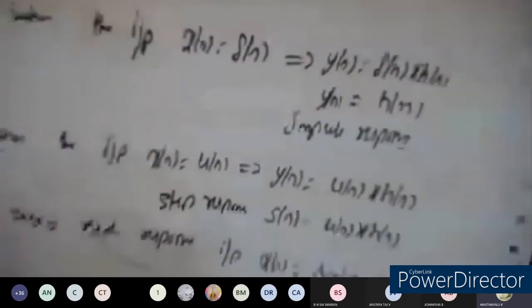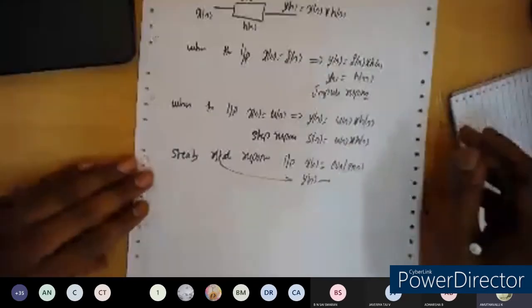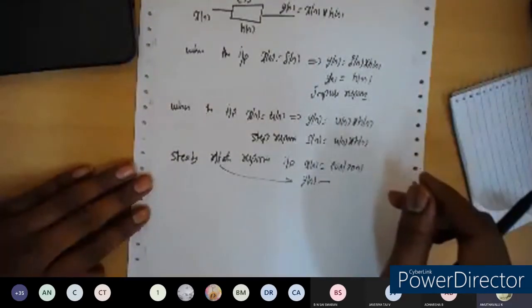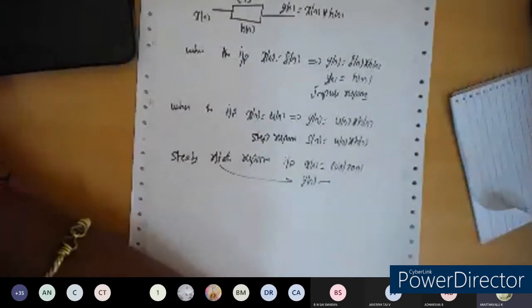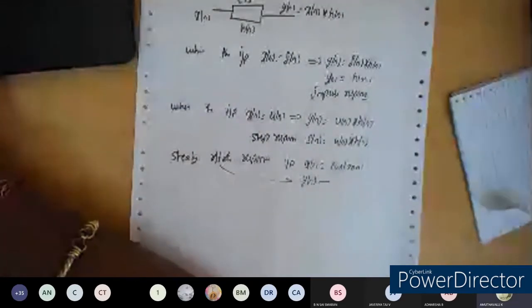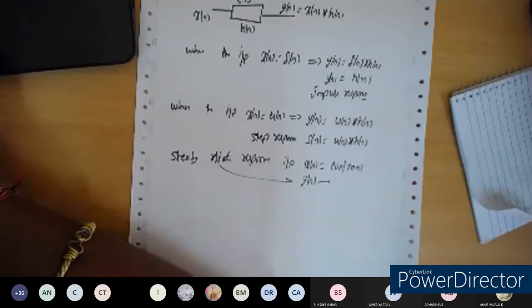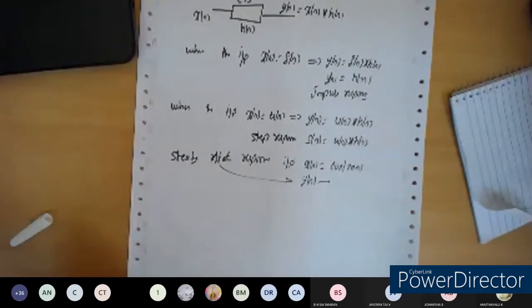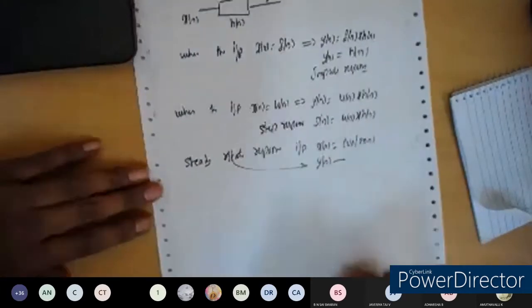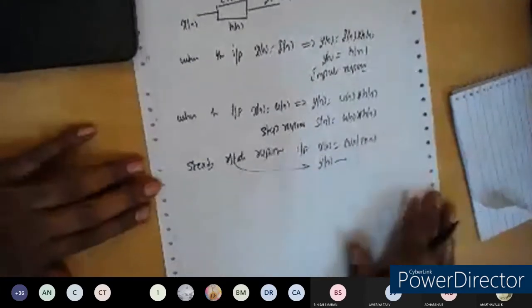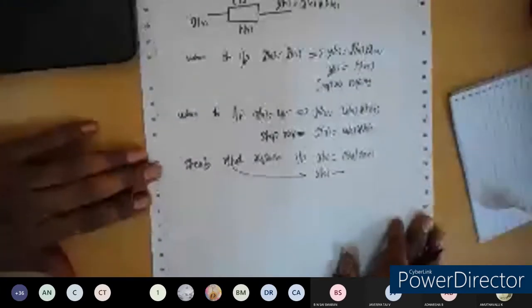So take when the input x of n is equal to the steady state signal, the output is called the steady state response. Okay, so this is the steady state response. Now I'm going to derive the formula for the steady state response.